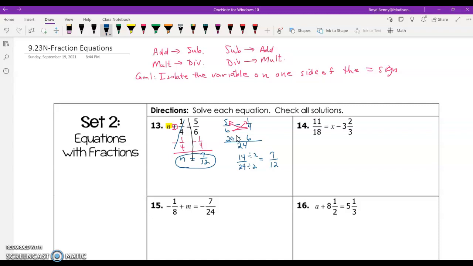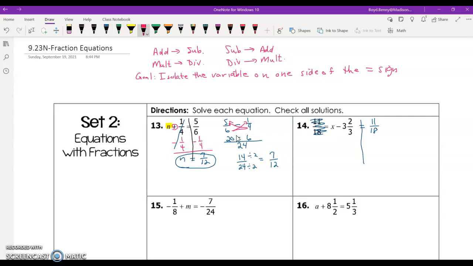So let's move on to number 14. Now, first thing I see about number 14 that I don't like is that the answer is on the left-hand side. This usually trips students up, so let's go ahead and just move it over to the right-hand side. As long as it's an equal sign, you can just move that thing over there. Let's cross it out so we don't get confused. We'll draw our line at the equal sign.